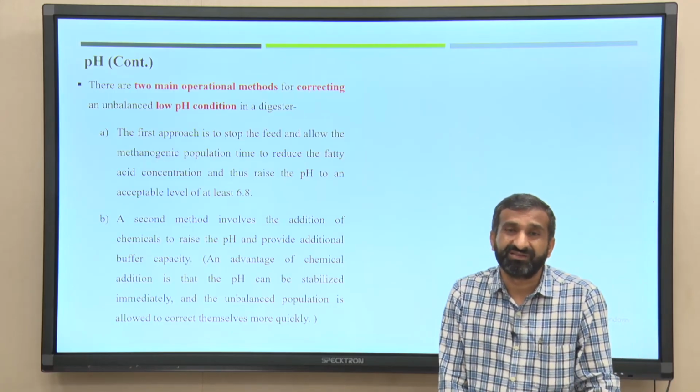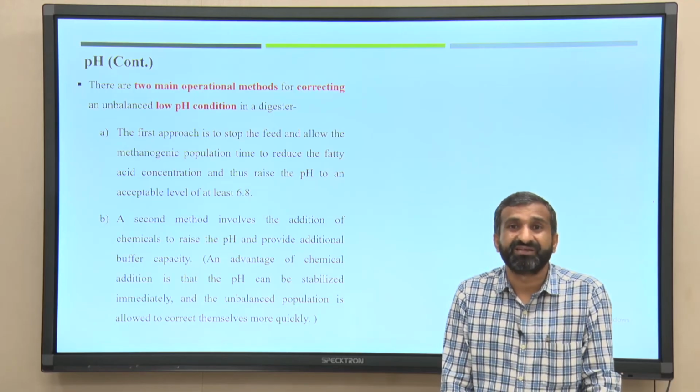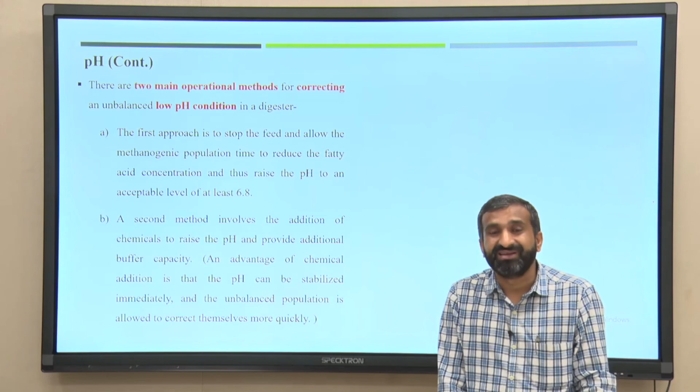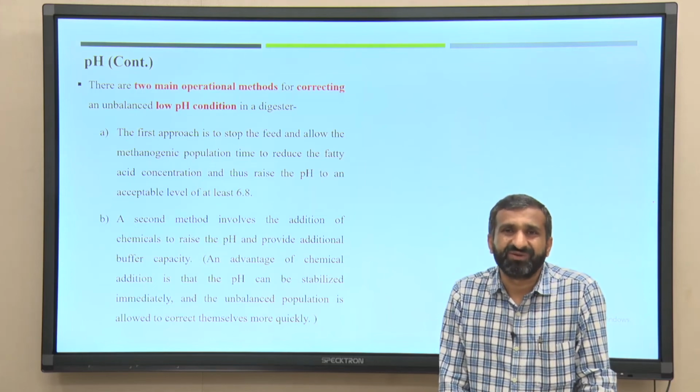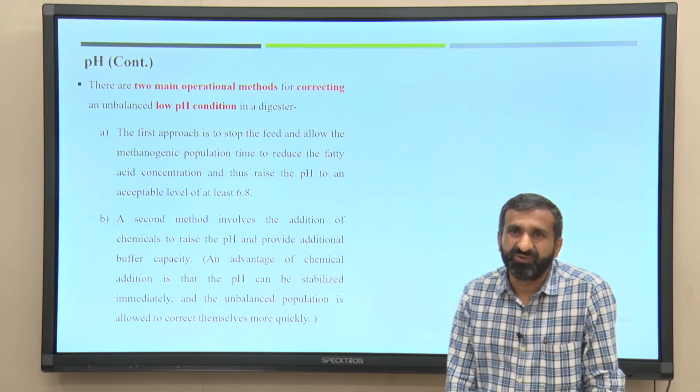But this again depends upon the size of the reactor. If there is a very big reactor, maybe 500 tons per day or 200 tons or 100 tons per day capacity, that much amount of chemical utilization would not be possible.